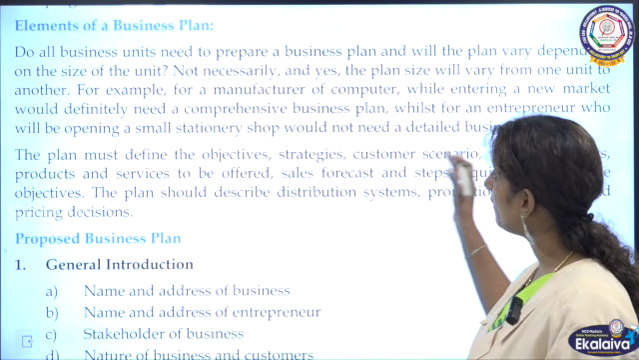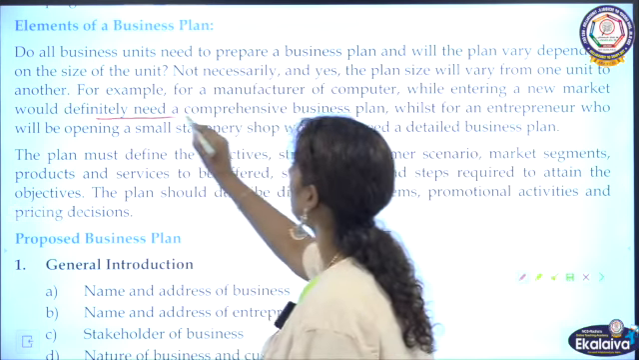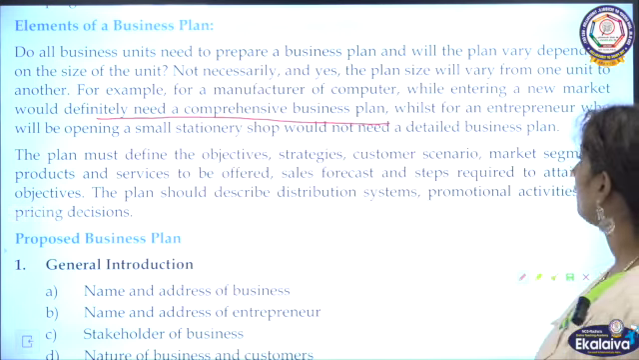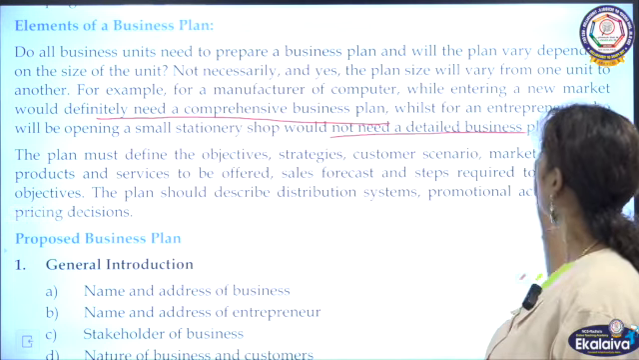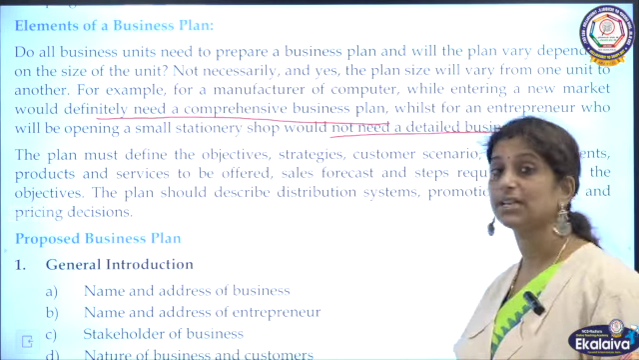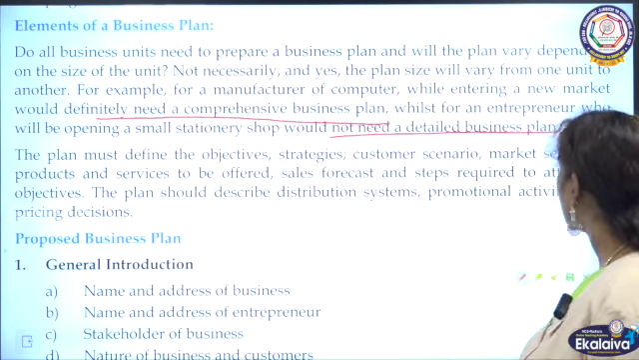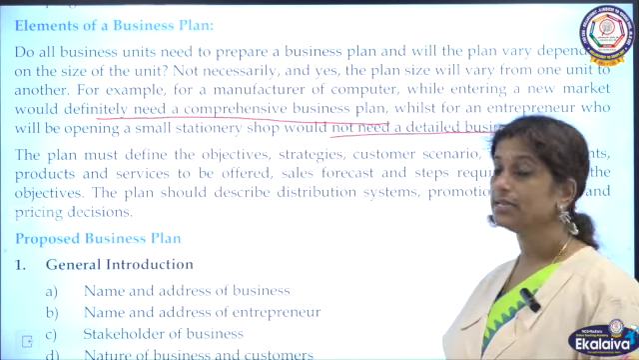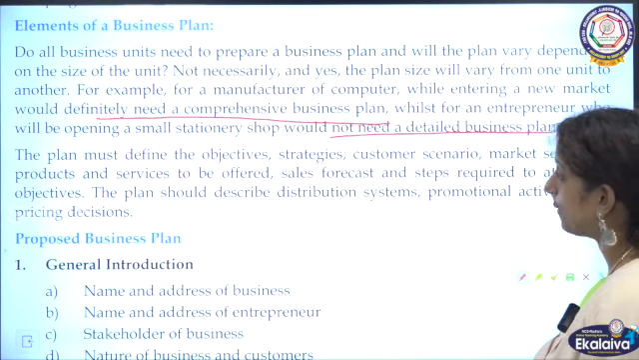So that is what is given here. For manufacturing a computer, he would definitely need a comprehensive business plan. But for starting up with a small stationery shop, he would not need a detailed business plan. So the plan must define the objectives, strategies, customer scenario, market segments, products and services to be offered, sales forecast, and steps required to attain the objectives.